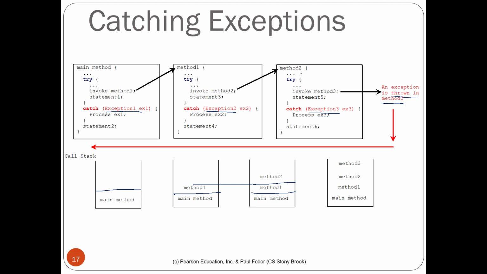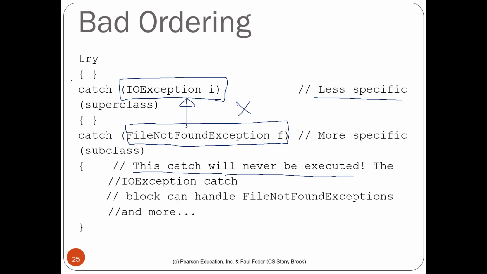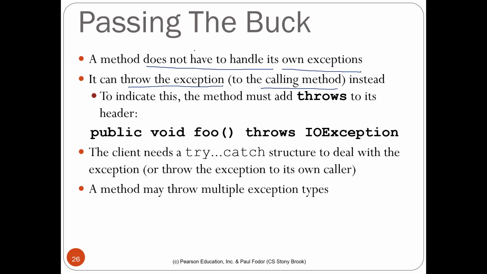And if the exception which was raised in method 3 is of type exception 2, then method 1 can handle that exception. If not, then it propagates further back to the main method. Main method can handle exception 1 type of exception. So if the exception raised by method 3 is of type exception 1, the main method will handle it. Otherwise, it comes back to the JVM to handle, and ultimately the JVM will handle it. So this is what we mean by passing the buck. A method does not have to handle its own exception. It can throw the exception to the calling method instead.